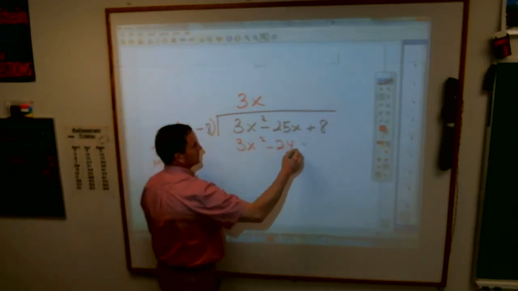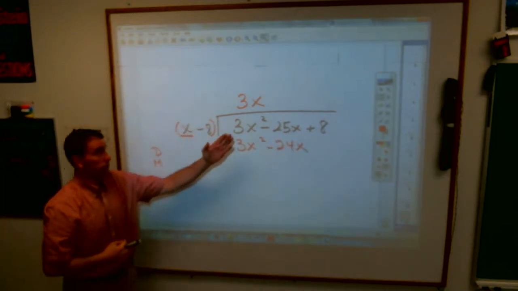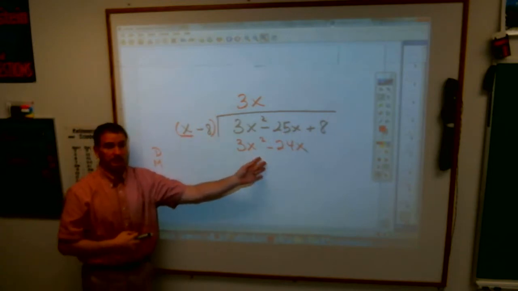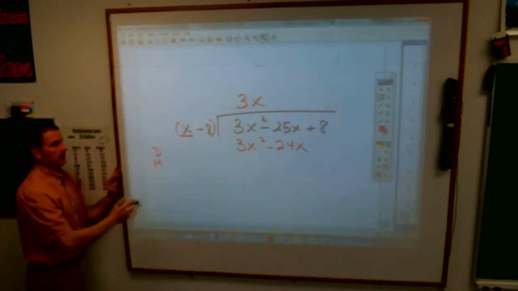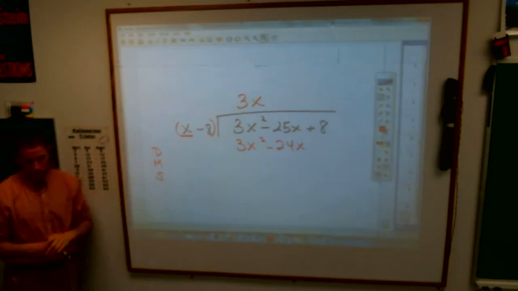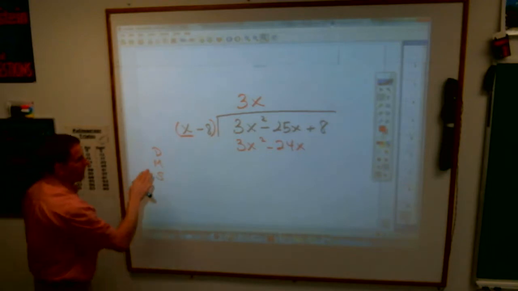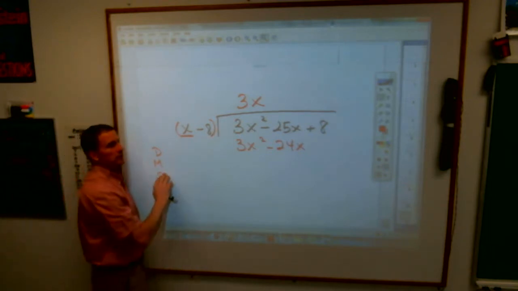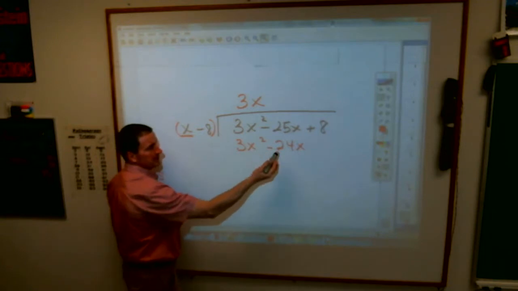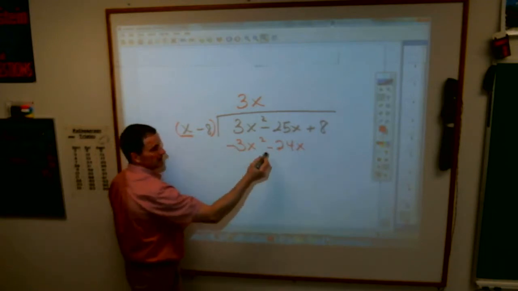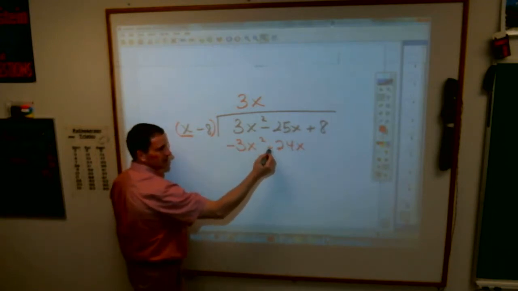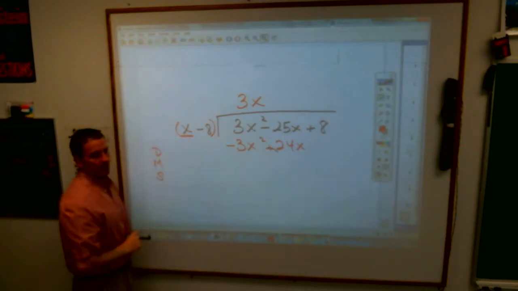negative 24x. Stop me if you didn't catch that, it was just the distributive property there. That's my multiplication part. Now, here's where everybody goes wrong. If you were bored up until this point, pull yourself out of that boredom and listen to this. When you get to the subtracting part, you need to actually change both of these signs to their opposite. I'm subtracting this, but I'm subtracting a negative here, so it actually becomes plusing. Or adding.